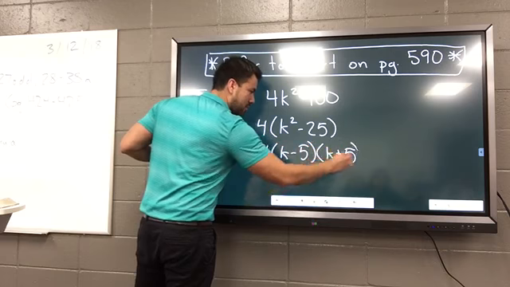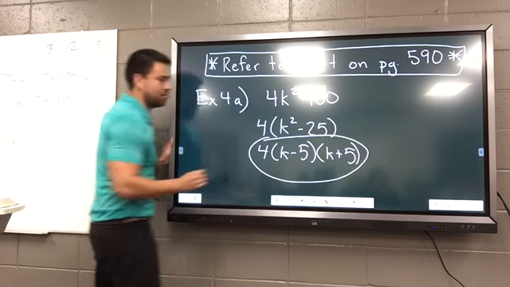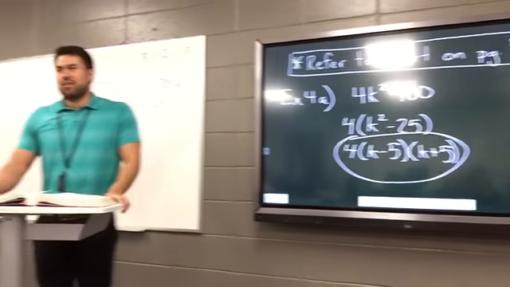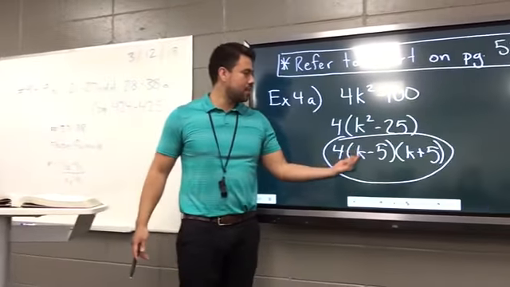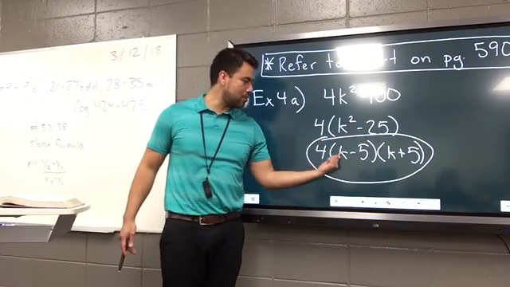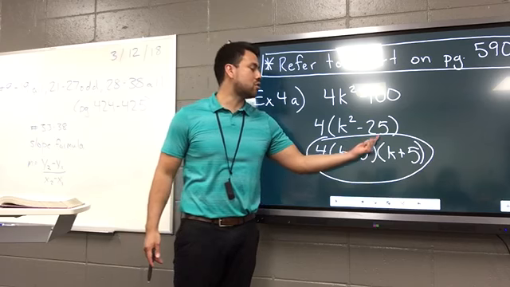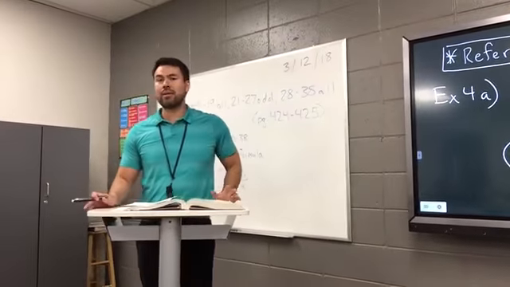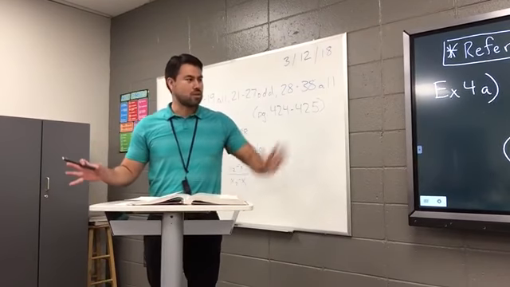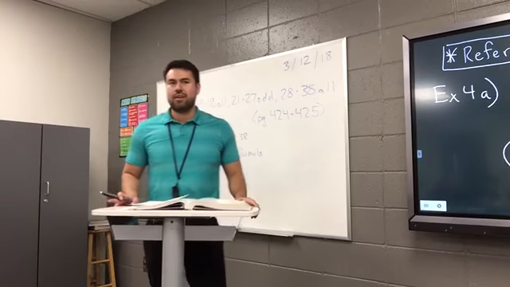Do you guys remember that from your quiz last week, a few days ago? So this is review. You square root the first one, you square root the second one, and you put k minus 5, and then you just do k plus 5. That's the difference of squares. Can you factor it anymore? No. So it's completely factored, you're good.